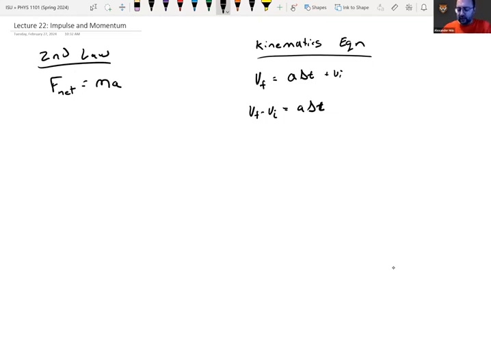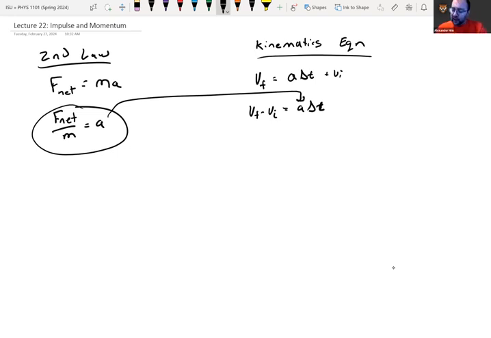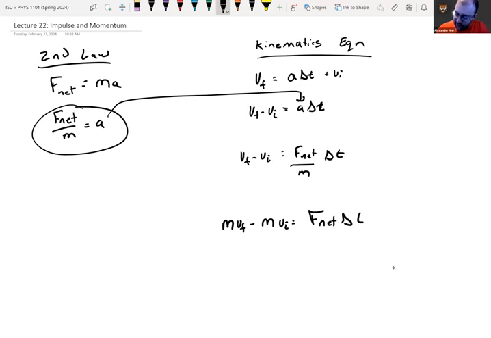Now, we can solve the second law for acceleration. So we can say, just like last time, that F net over M is equal to A. And then we can do this substitution, and we get V final minus V initial equals F net over M delta T. Now, typically what happens is you bring the mass over to the other side. So you would get M V final minus M V initial equals F net delta T. Okay. And this is basically the equation that we're going to be dealing with.